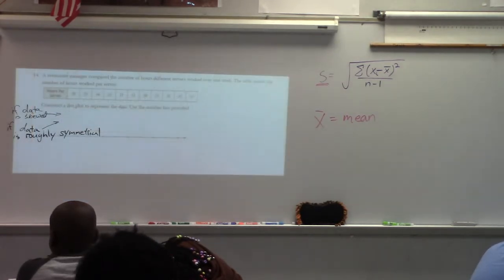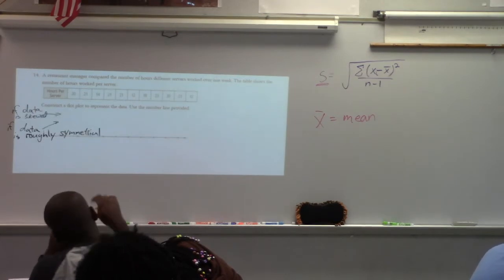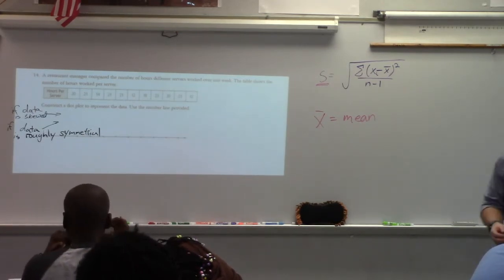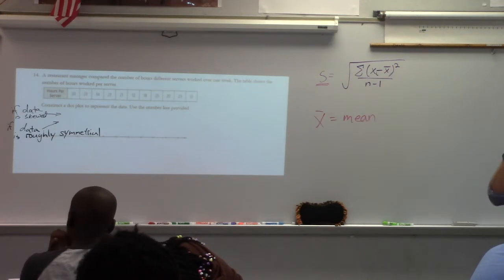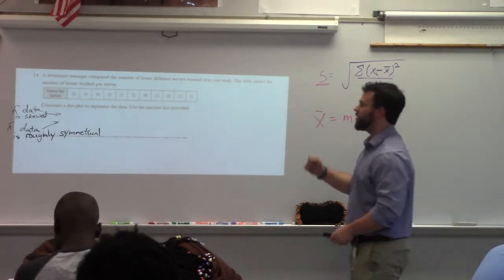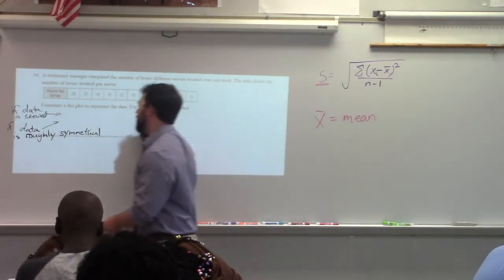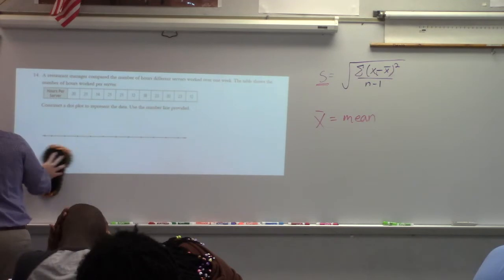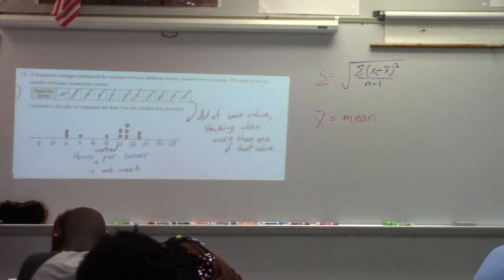Alright, moving on. So, here with number 14, ooh, y'all killed me on this one. You know what the most common graph I saw in number 14 was? Not a dot plot. I saw a whole lot of box and whisker plots. What does this question ask for? A dot plot.